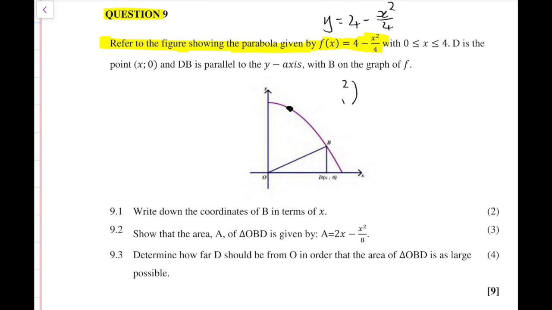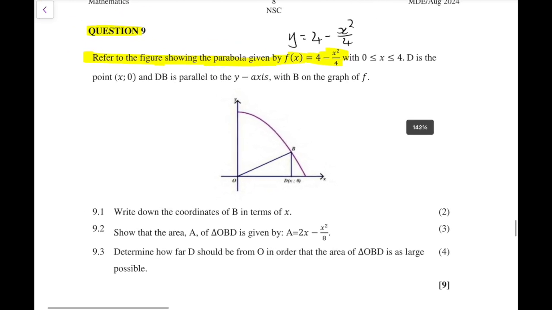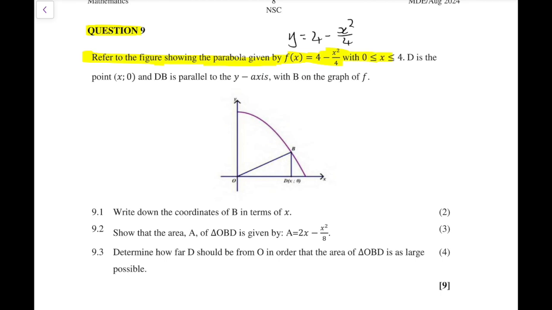So we can immediately say B's coordinates, it's basically from 0 to 4, is the point x and 0.